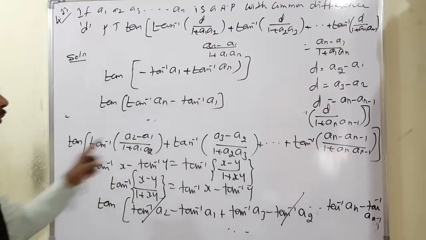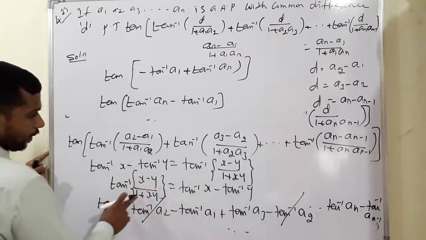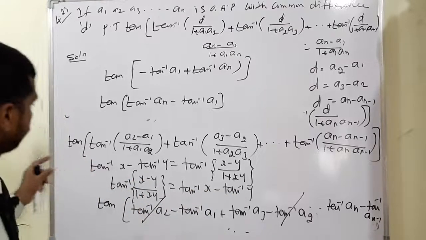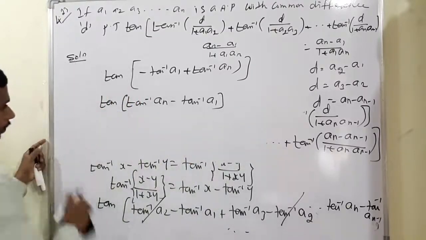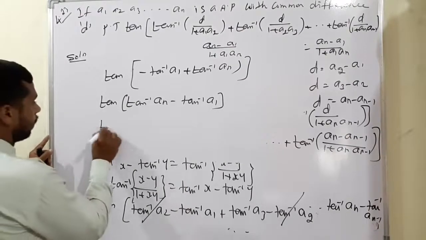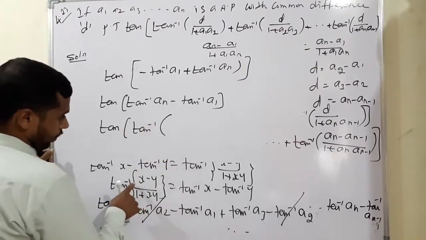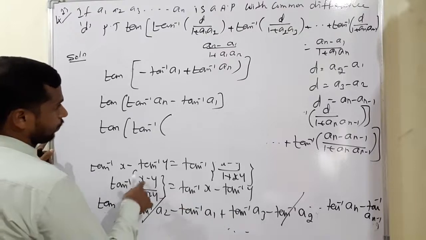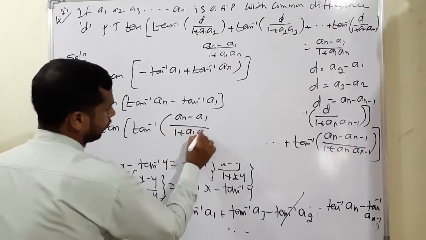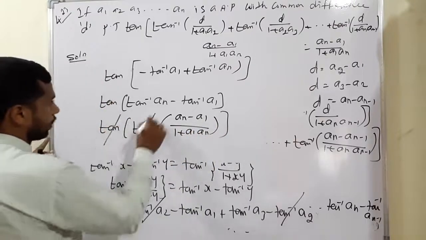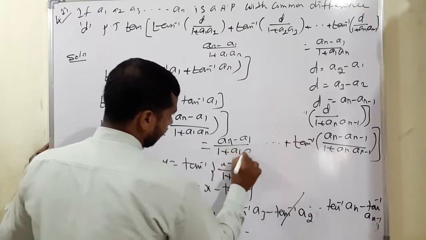This is also tan inverse x minus tan inverse y. What is the formula? Tan inverse x minus tan inverse y means tan inverse of x minus y over 1 plus xy. So tan inverse x minus tan inverse y means tan inverse of x minus y. X minus y means an minus a1 divided by 1 plus a1 into an. So the tan inverse cancels, balance an minus a1 over 1 plus a1 into an.